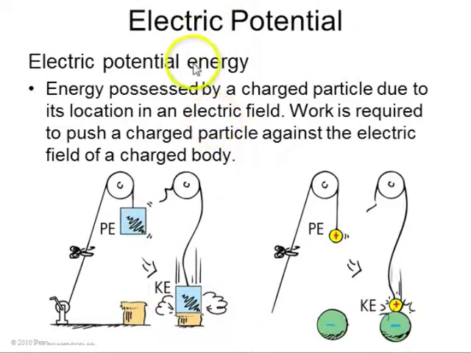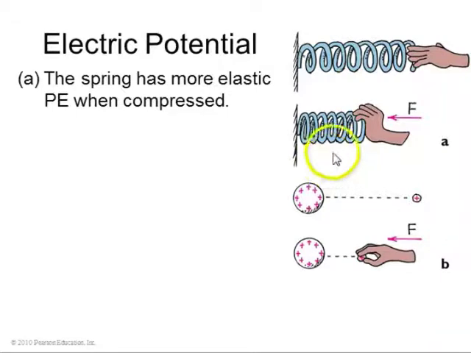So electric potential energy is energy possessed by a charged particle due to its location in an electric field. So for example, for a gravitational field, we have this object hanging from a string. You cut the string, then the object will move, changing its gravitational potential energy into kinetic. If you have a positive charge tied to a string near a negative charge and you cut the string, the positive charge will also move. And so we say then that's converting electric potential energy to kinetic energy. So that's for an attractive force.